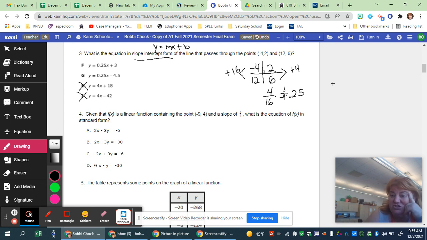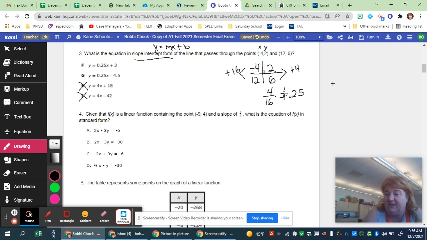Now, another thing that you can do is you can plug in some points and solve for B. We're going to solve for B because we have an X, we have the slope now, we have a Y, so we can solve for B. The other thing you can do is plug these points into Desmos, put y equals 0.25x plus 3, and see if it crosses through these 2 points. Or you can put this one in and see if it crosses through these 2 points. Or we can solve for B.